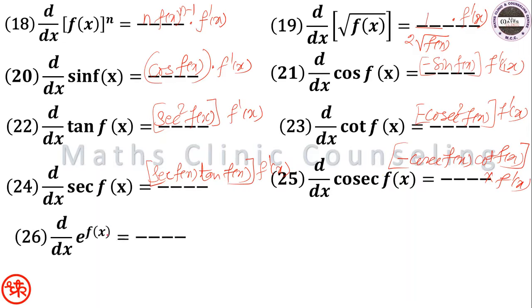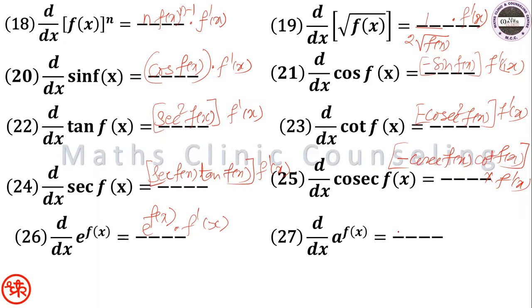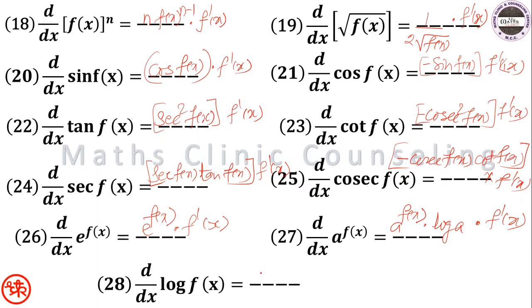Then next, d/dx of e to the power f of x. e to the power x का derivative था e to the power x, e to the power u का derivative e to the power u into du by dx, that is f dash of x. Is that clear? Then a to the power f of x: a to the power x का derivative क्या था? a to the power x, and a to the power u into log a into du by dx, that is f dash of x. Is that clear? So this was d/dx of f of x, and d/dx of log of f of x is what? 1 upon f of x into f dash of x.